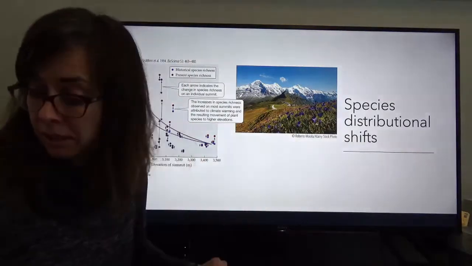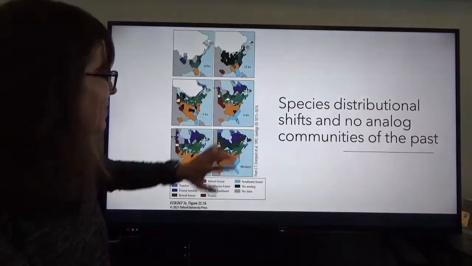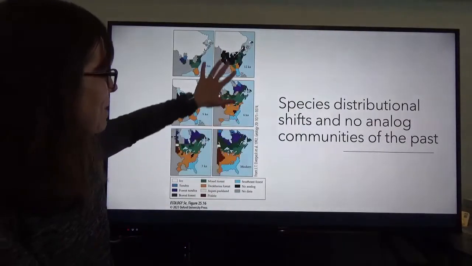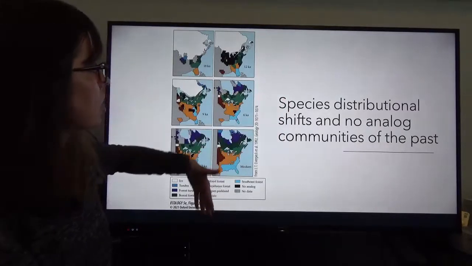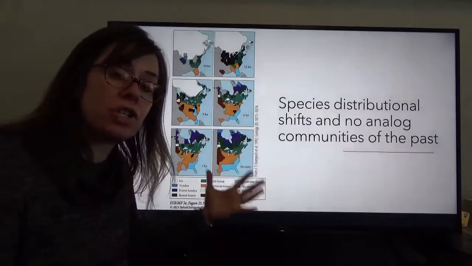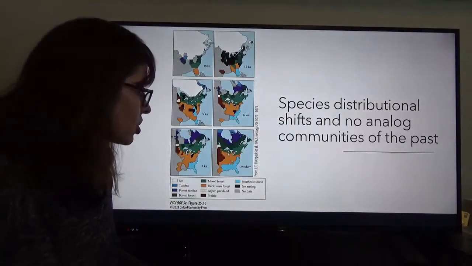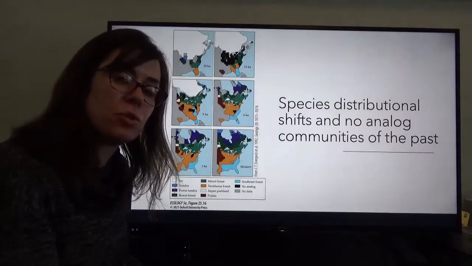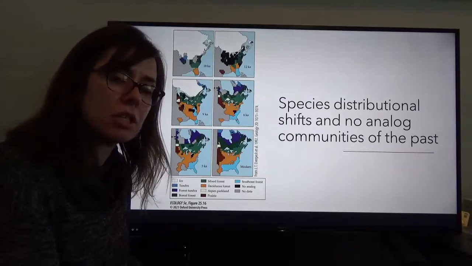So big concern there. And at the larger geographic scale, we've already seen this figure in our last lecture, but the idea of larger scale species range shifts along broad geographic, so latitudinal ranges, and questions about the ability of species to move in response to the rapidity of climate change that we are seeing.